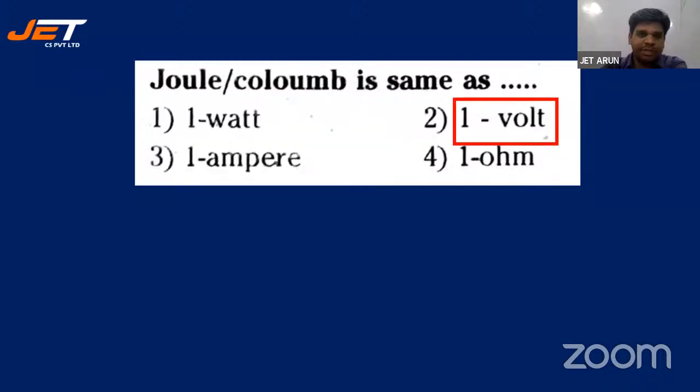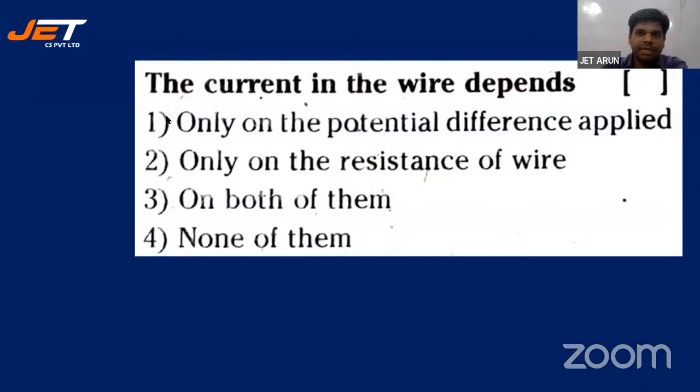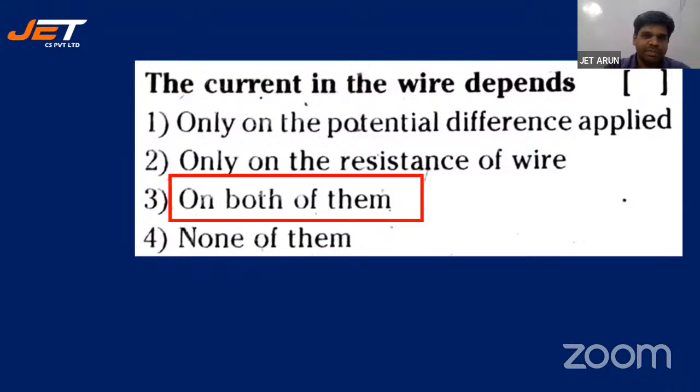All right. Let's go for the next one. The current in the wire depends on: only on the potential difference applied, only on the resistance of the wire, on both of them, none of them. Most everyone has given me three, but let me see if anyone has given me a wrong answer. None of you have given me a wrong answer. Excellent students. Let's look at the key. It's absolutely right: on both potential difference and resistance. Excellent.